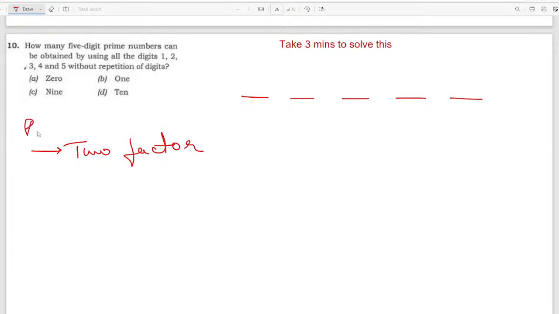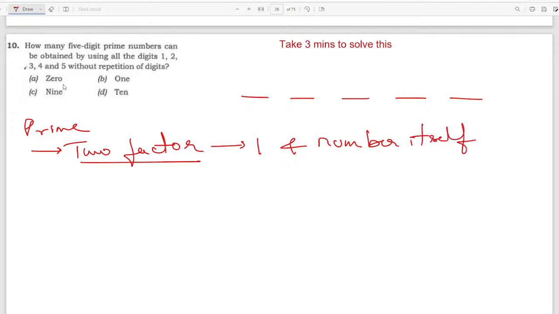This is a definition of prime. It should have only 2 factors, 1 and the number itself. So we have 1, 2, 3, 4, 5. So 2 cannot come in this place. 4 cannot come and 5 cannot come, because if 5 is there, it is a multiple of 5.